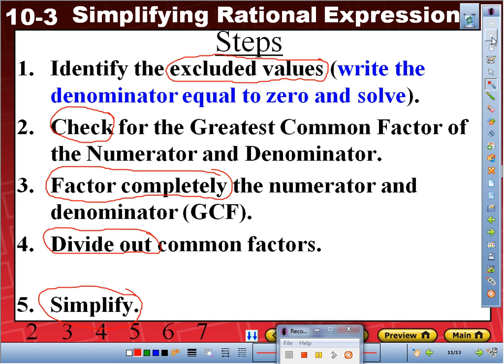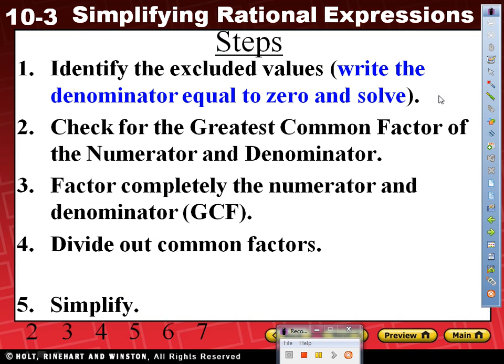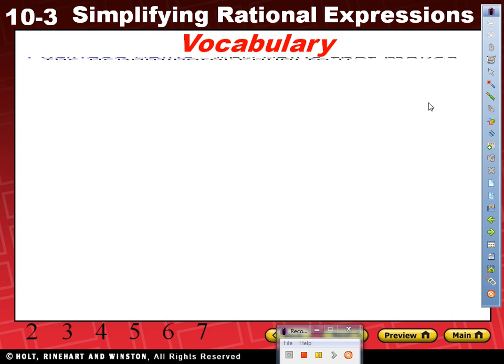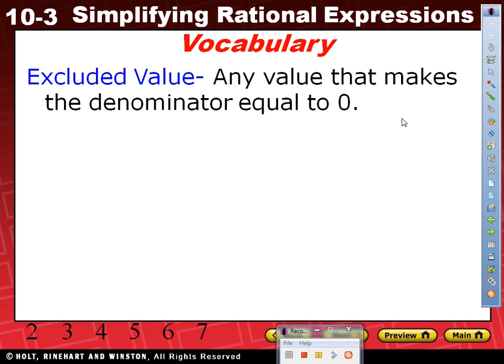Here we go. So vocabulary on the left-hand side, on the Q side, I want you to write excluded value. Excluded value. And it says, any value that makes the denominator equal to 0.